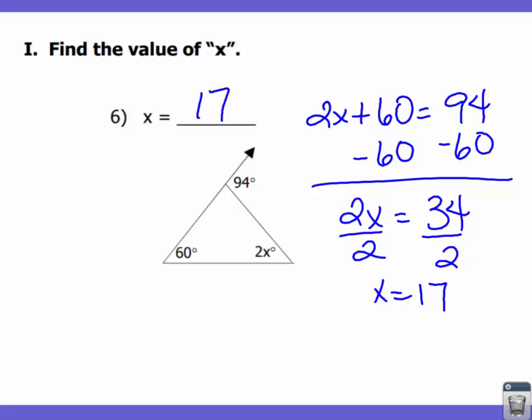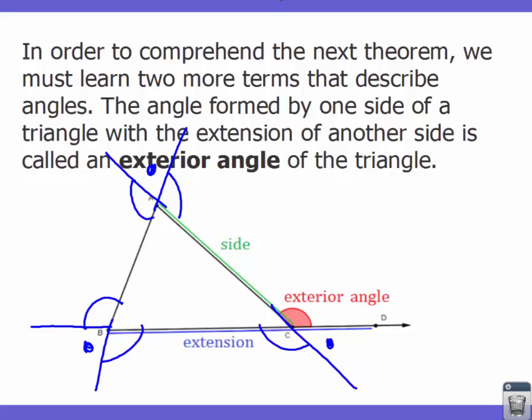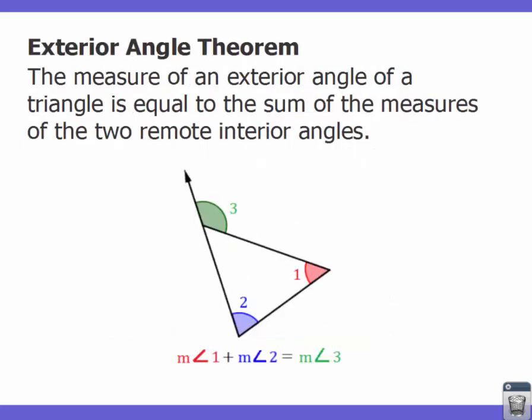So what we looked at today is we looked at two things. One, that the interior angles of a triangle are always going to equal 180 degrees. We also learned how to define an exterior angle, that an exterior angle is the angle formed by one side of a triangle with the extension of another side. And to find that exterior angle, all I have to do is add the two remote interior angles together, and I will get the measure of the exterior angle.